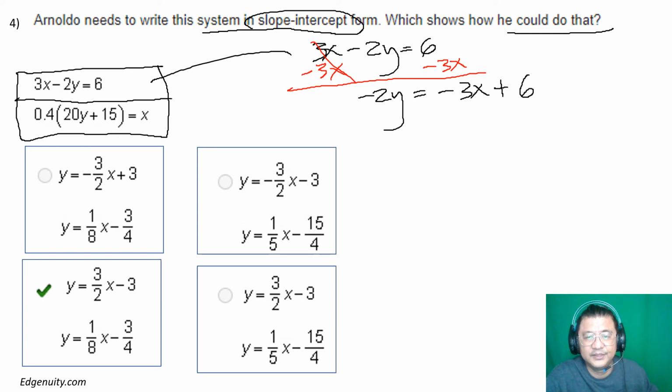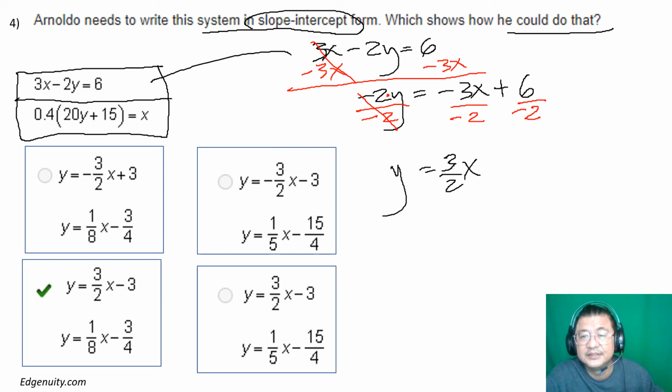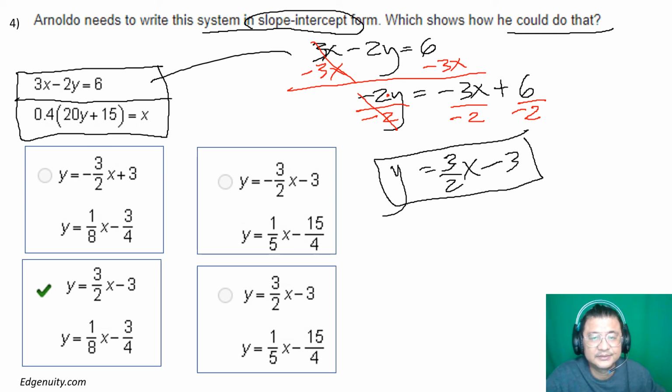Again, I need to get rid of the times negative 2, so divide by negative 2. So you do that division for both. Let's just distribute it. Divided by negative 2, divided by negative 2. So that cancels out. So y is equal to negative divided by negative is a positive. So positive 3 halves x. And then positive divided by negative is a negative. 6 divided by 2 is a 3. So the first one should look like this.